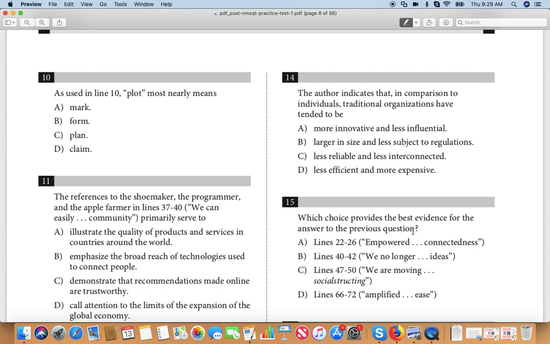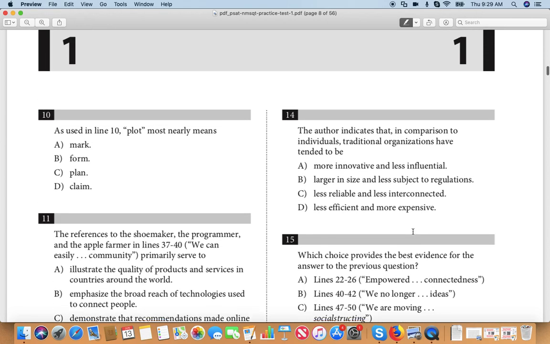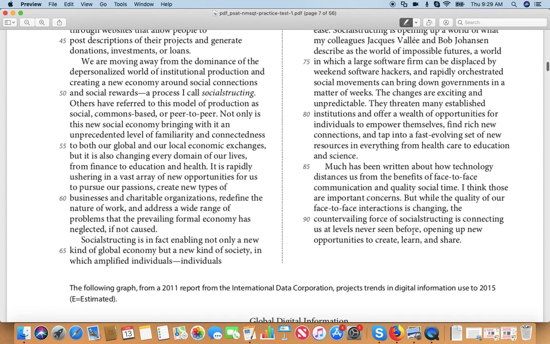As used in line 10, plot most nearly means. Okay, and do you remember the method that I taught in the day 1 course with these vocab questions? Do you remember what to do here? Yeah, right. We've got to plug the answer choice into the sentence and read it, and it's going to have to make perfect sense for the correct answer choice, and the incorrect ones just aren't going to make sense. Okay, so let's plug. So line 10, we're going to start with the word mark. We'll plug that into line 10.